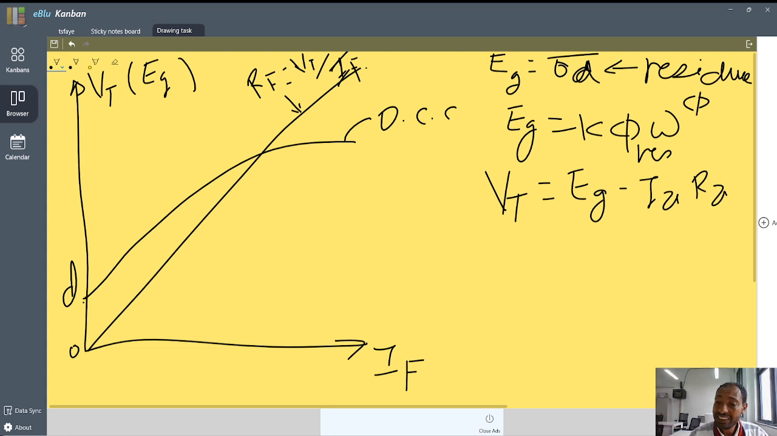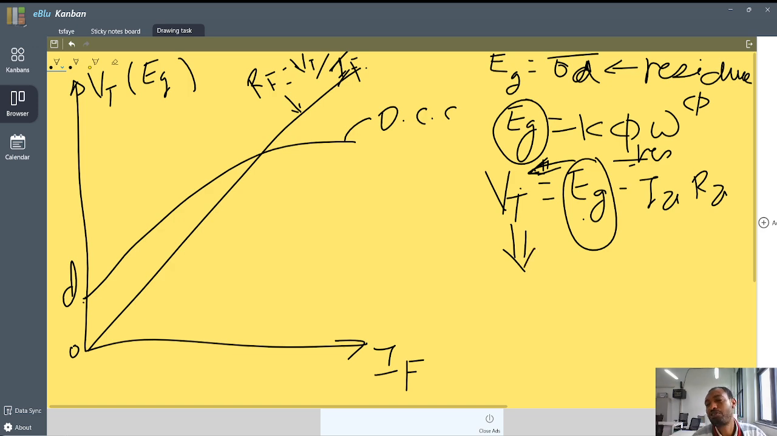Now, this internally generated EG, very small EG due to residual flux, will increase VT. EG is already very small, so it produces a very small VT. This VT is different from zero. If VT is there, it will produce IF, which is VT by RF. This smaller VT produces IF.